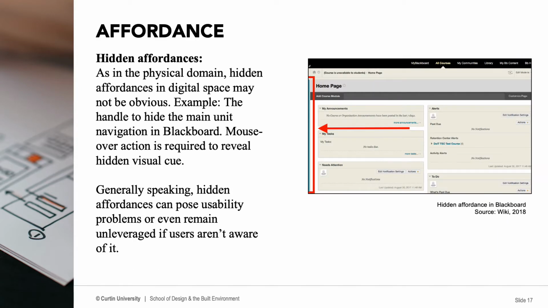So the next affordance is the hidden affordance, which actually exists in the digital domain. As with the physical domain, hidden affordances in digital space may not be obvious. And this is an example that I've chosen that really bugs me, and that's the reason why I've chosen it. You may have experienced this too. Anyone here ever surf the Blackboard app on a tablet?